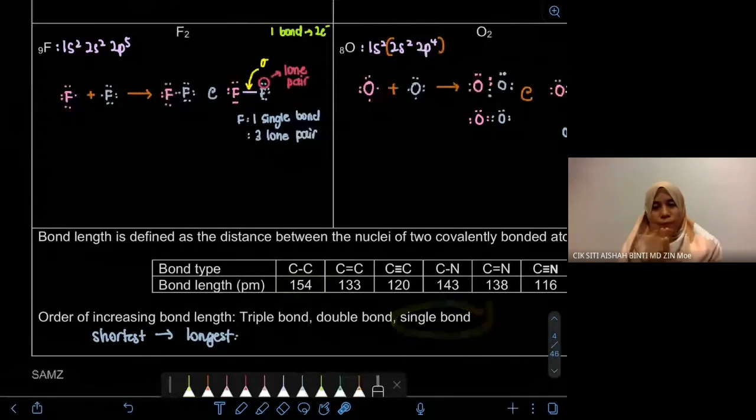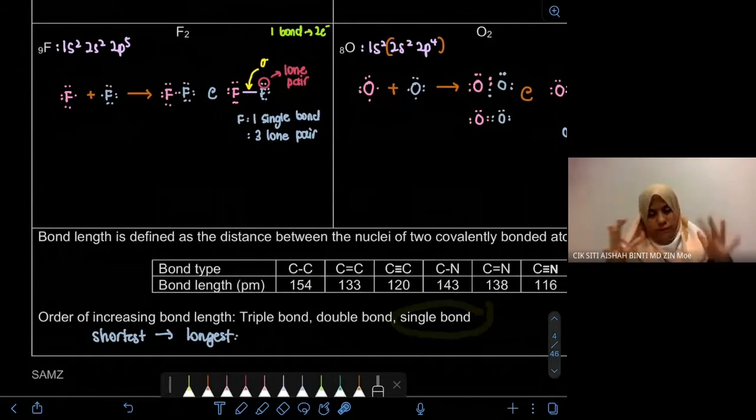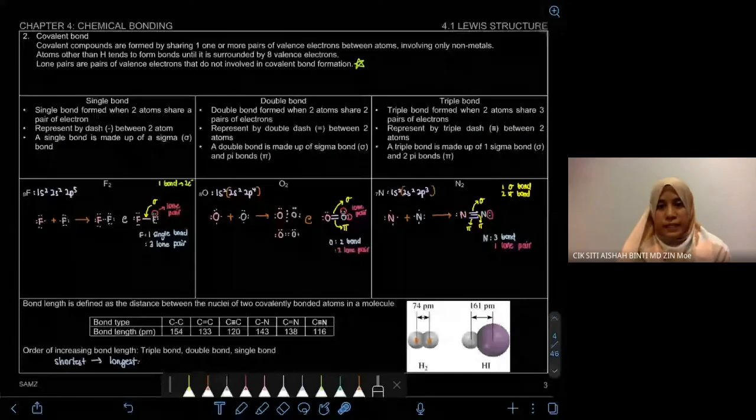Dia tak ada soalan apa-apa pun. Bond length ni pun dia tanya. Tapi just you have to know lah. Bear in mind yang apa ni. Single bond tu paling panjang, triple bond tu paling pendek. Okay. So itu sahaja untuk kita punya meet hari ni.